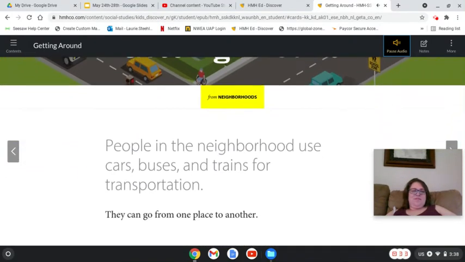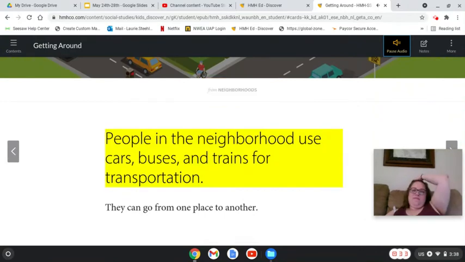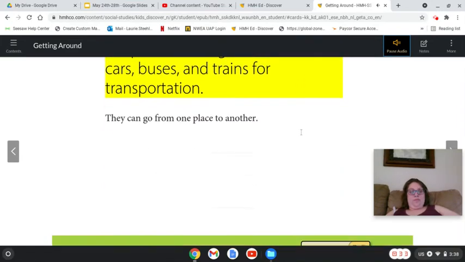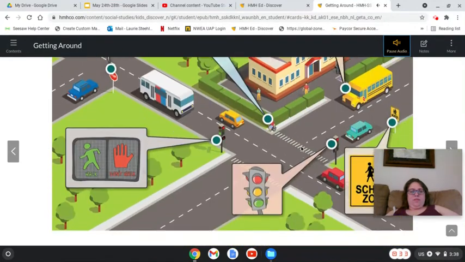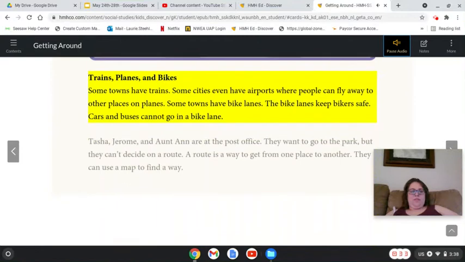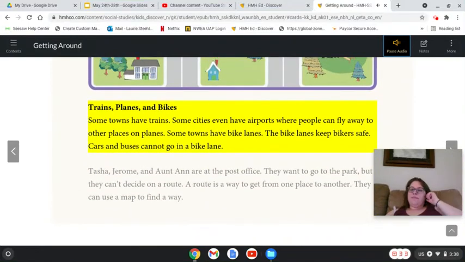Getting around. From Neighborhoods. People in the neighborhood use cars, buses, and trains for transportation. They can go from one place to another. Trains, planes, and bikes. Some towns have trains. Some cities even have airports where people can fly away to other places on planes. Some towns have bike lanes. The bike lanes keep bikers safe. Cars and buses cannot go in a bike lane.